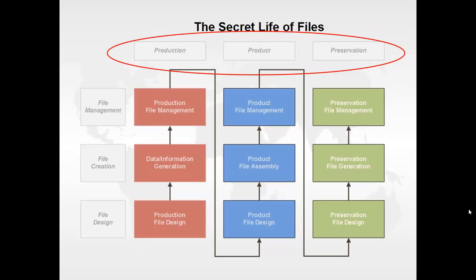So here in the life cycle diagram, we see the three major stages of file life, from the production stage to the finished product stage to the preservation stage. Now, not all finished products move into the preservation stage. Sometimes they're simply disposed of, and we talked about that in the learning module on lifecycle development.